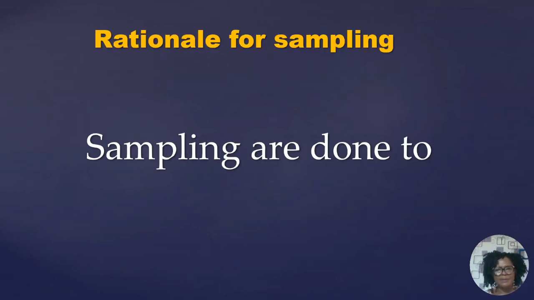Rationale for sampling. Sampling is done, one, to ensure that you have a good representation of characteristics in a population you want to study, where you cannot study the whole population. That is the major reason.